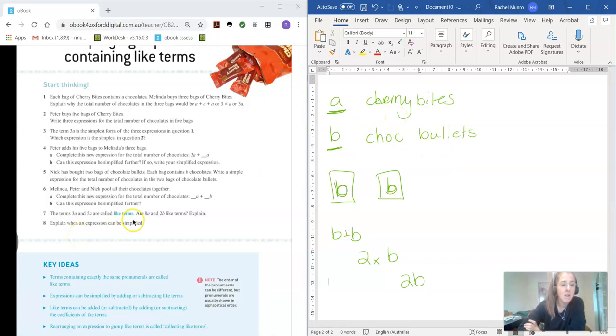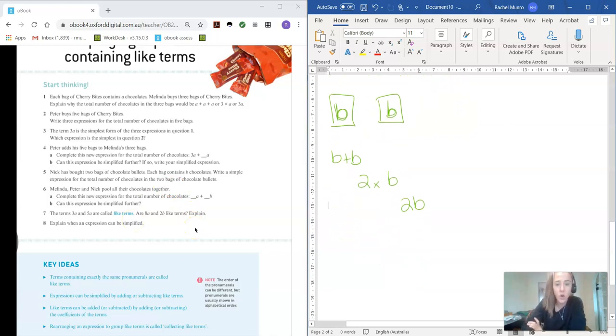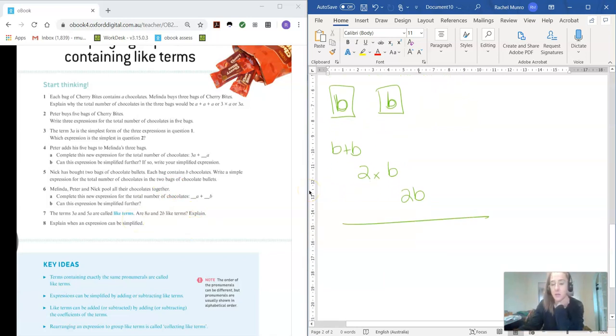All right, Melinda, Peter, and Nick put all of their chocolate together now. All right, it's all together. So remember, from question 4, we had 8A, so we had 8 bags of the cherry bites, however many there are. We now need to add to that our 2B, okay, because we've got 2 lots of the choc bullets. Okay, so this is our new expression for how many chocolates all three people have together.